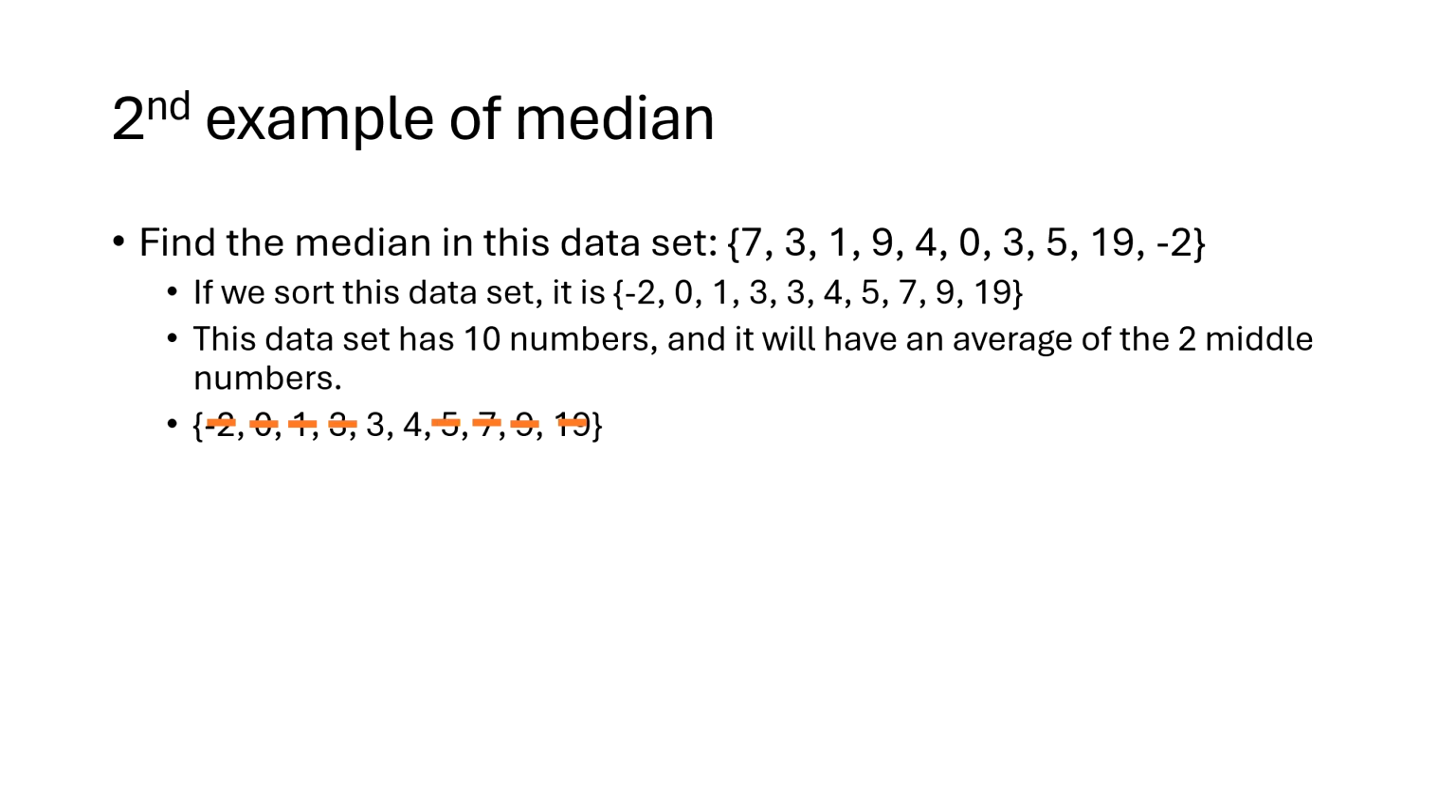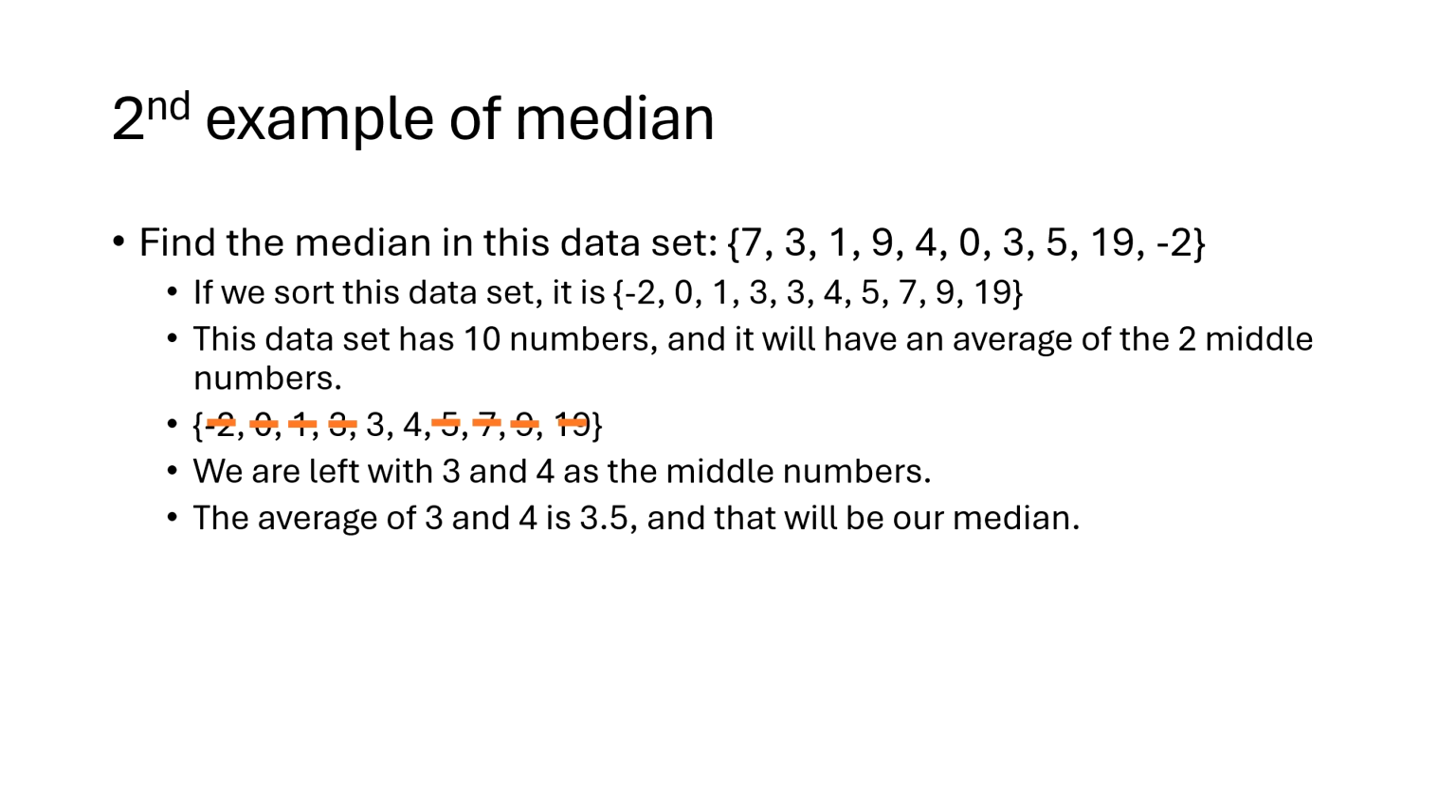And so now we have 3 and 4. And those are the 2 middle numbers. And so the median says to take the average of those 2. And so the average of those 2 will be 3.5.